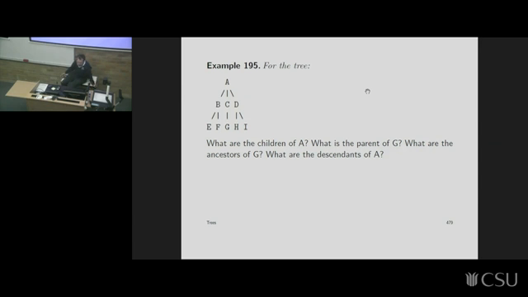Let's pick, what do you reckon? What are the children of A? They'd just be B, C, and D. So they're the children. A is the parent. The other ones then are the children.